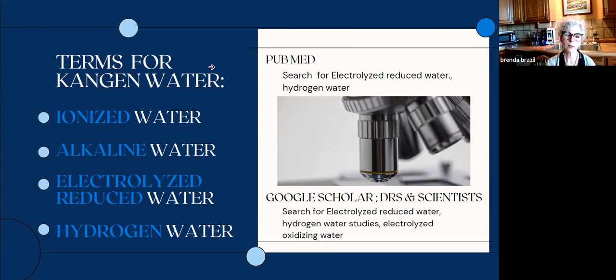So some other terms for Kangen water, and by the way, Kangen means return to origin in Japanese. So some other terms for this type of water are ionized water, ionized alkaline water, alkaline water, electrolyzed reduced water, and hydrogen water, just to name a few.